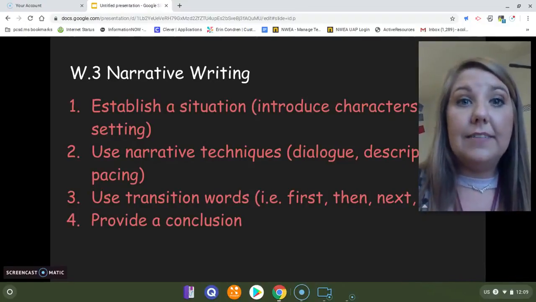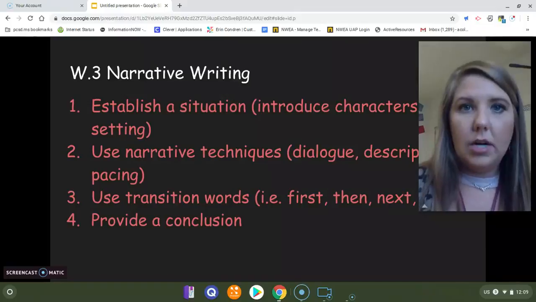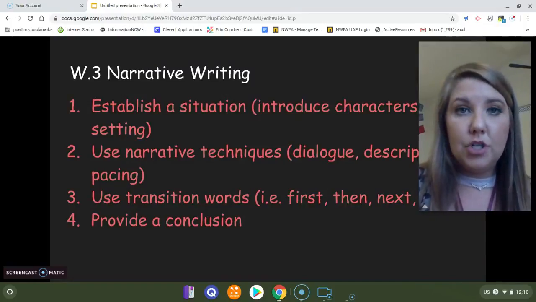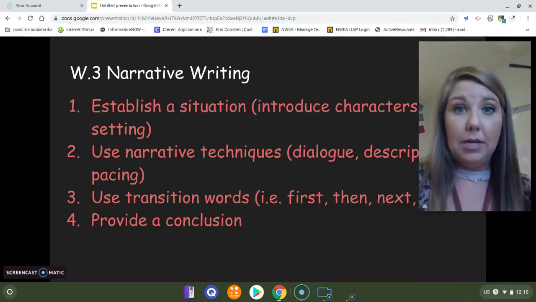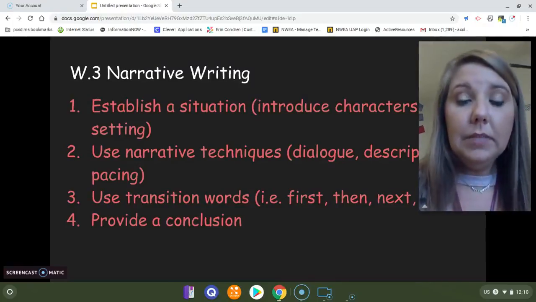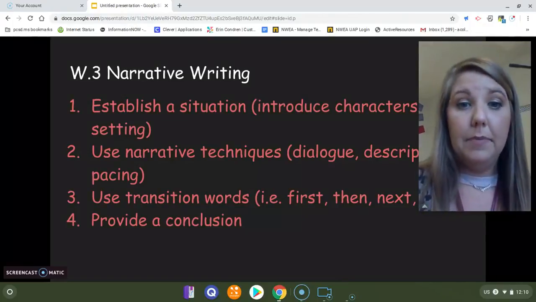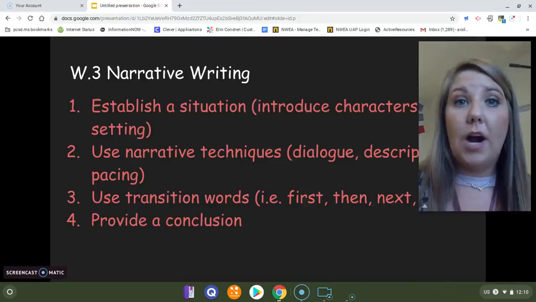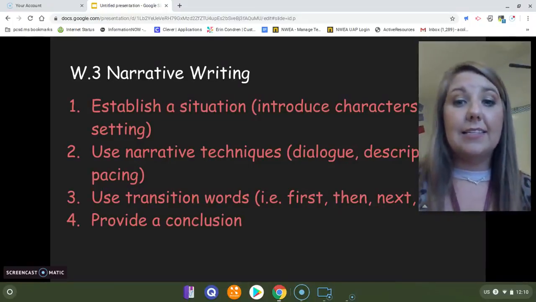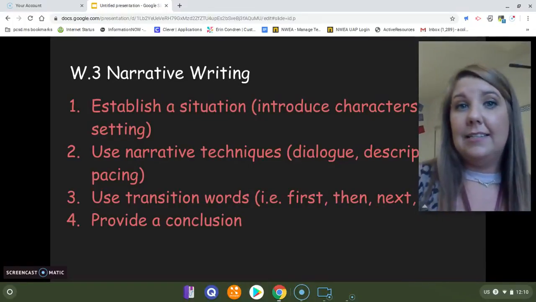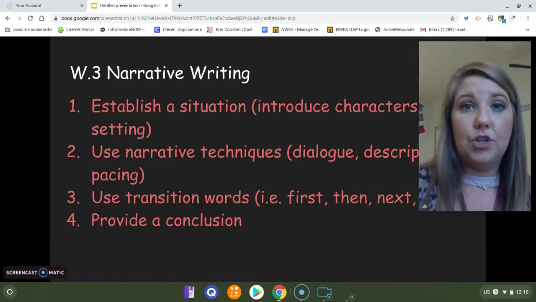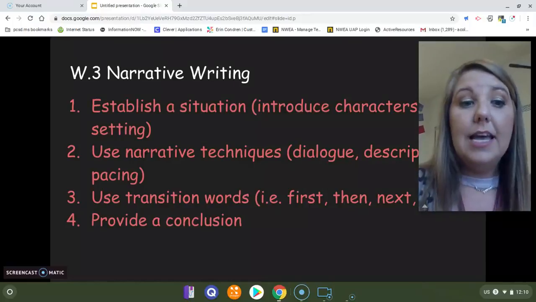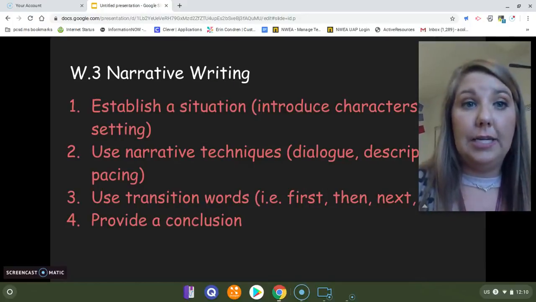Also, use narrative techniques. Use dialogue, description, lots of vivid imagery and details, and also pacing. You want to make sure that your story is paced from beginning, middle, and end. It needs to be clear to your reader. Also, use transition words like first, next, then, last. You want to make sure that you transition and you link your paragraphs with transition words, link your words and phrases. And then at the end, provide a conclusion.